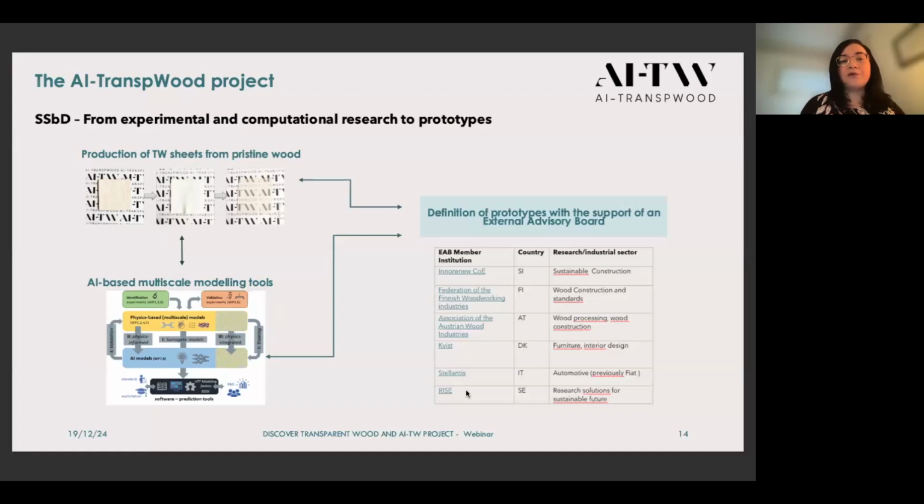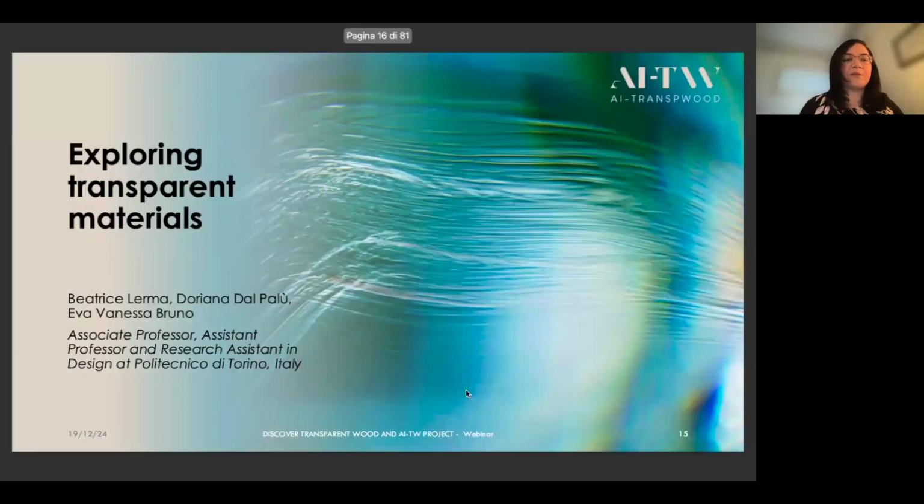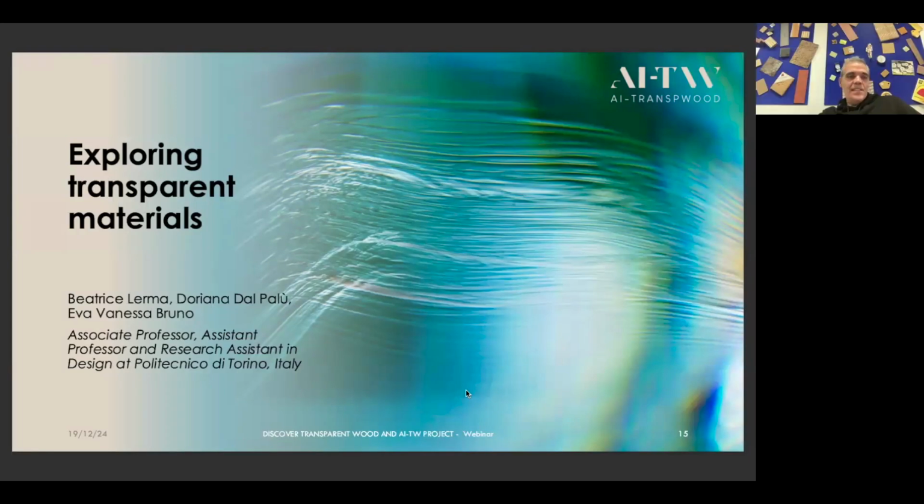And this process will also be carried out in collaboration with an external advisory board, which will also include research institute and industrial companies. So we will work not only among consortium partners, but also with this external advisory board, and of course with the community through dissemination and communication. So at this point, I have finished my short presentation of the project, and my colleagues will continue with the other presentation. Thank you.